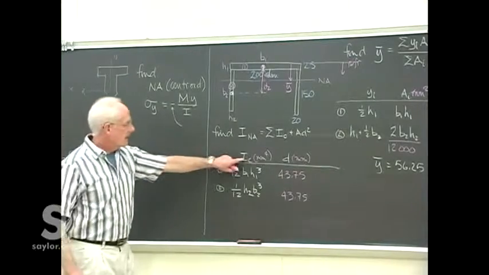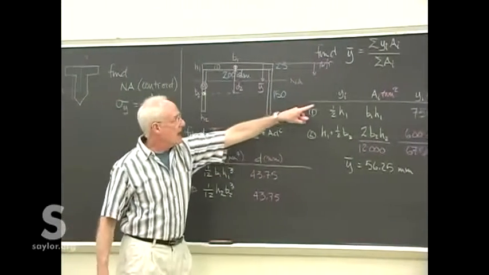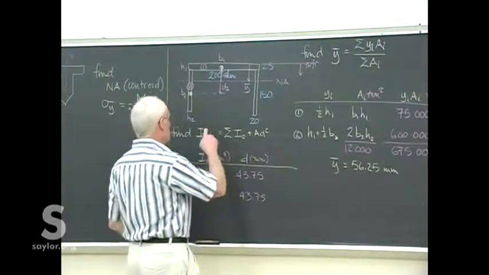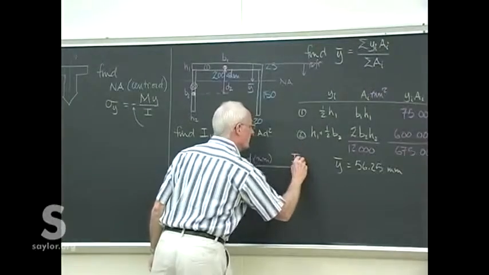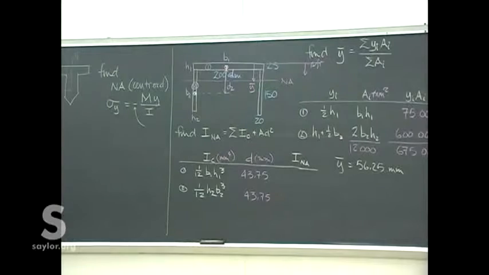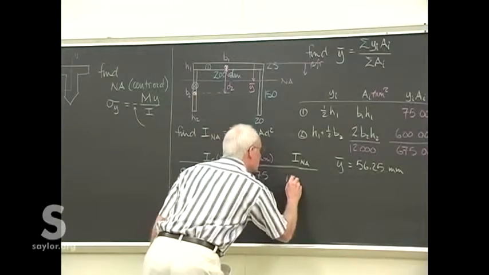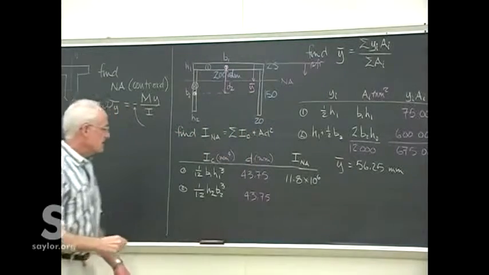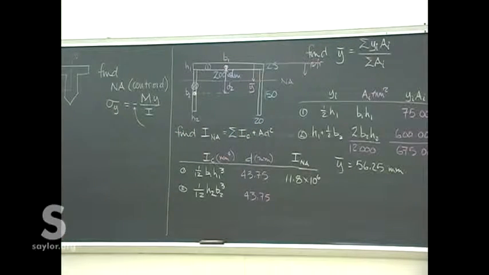Now we can add I plus A, which we already have, times d squared to now get the moment of inertia of each piece with respect to the neutral axis. Then we just add those two up to get the moment of inertia for the entire cross section. So these numbers turn out to be, because we're in millimeters, pretty big. 11.8 times 10 to the 6th. This is millimeters to the 4th.